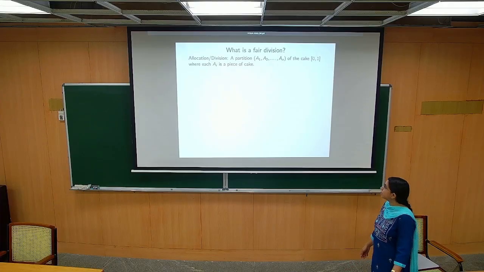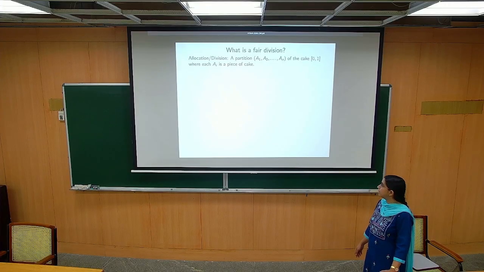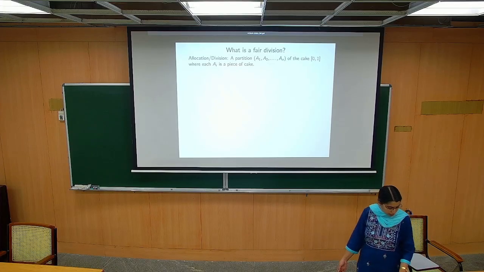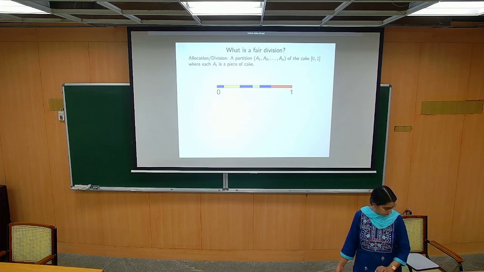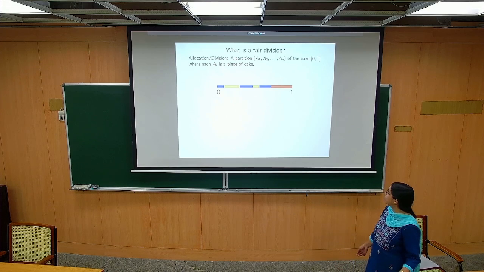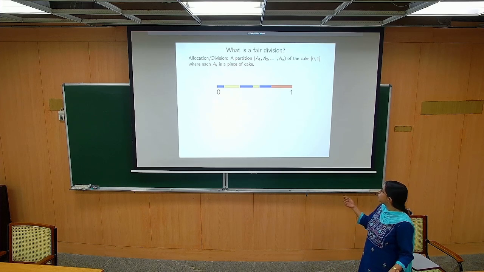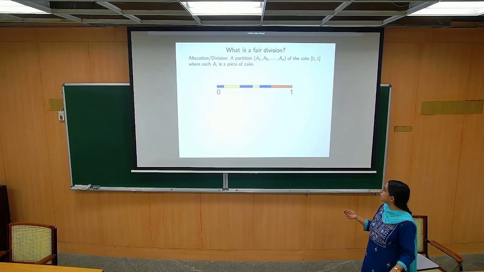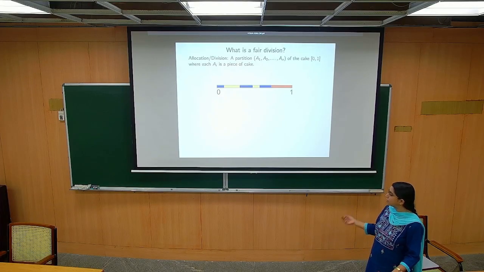So now coming back to the question of division. A division or allocation is a partition of the cake, which is the 0-1 interval, where each Ai is a piece of cake. Nothing remains unassigned and everything goes to exactly one person. So this is, for example, an allocation. The blue part shows allocation A1, the yellow one shows A2 and orange one shows A3.